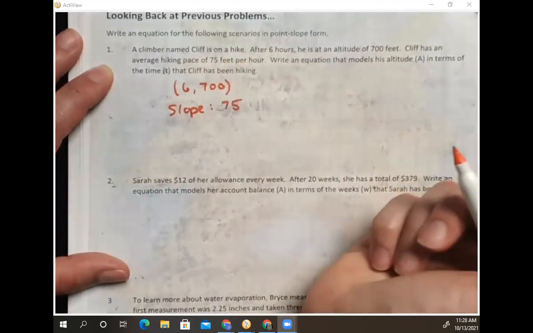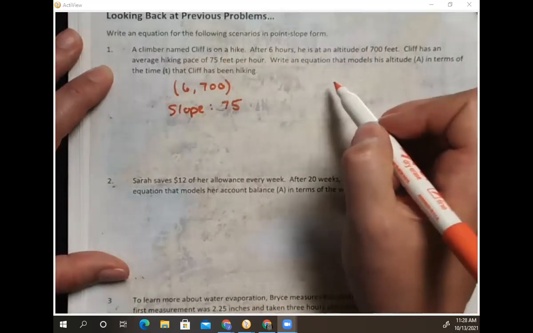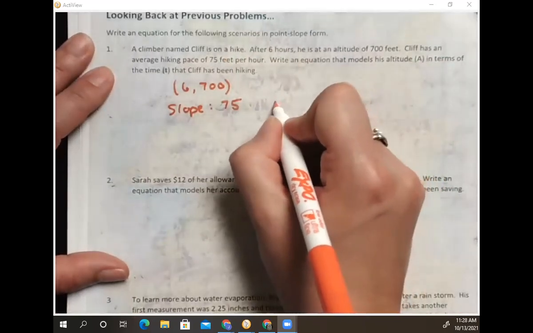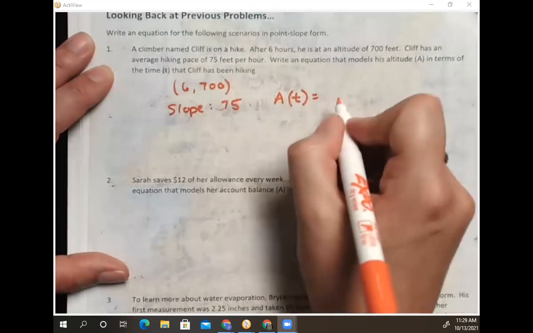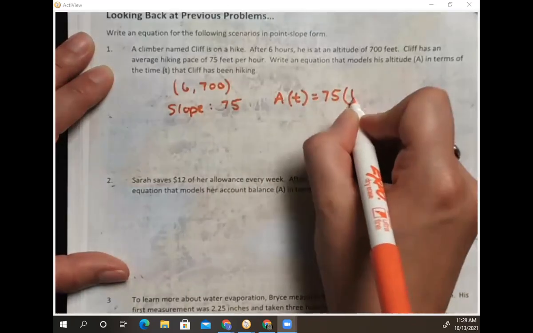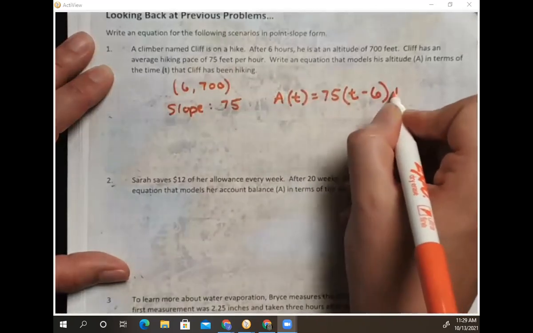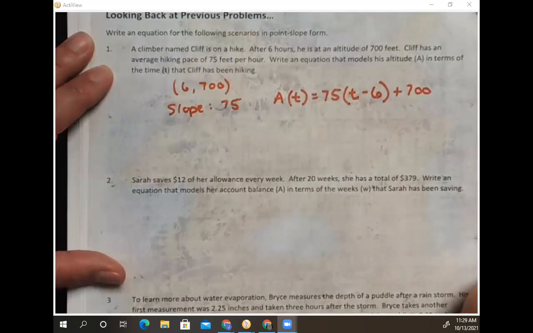Right? This is a rate of change here. Every hour he's hiking 75 feet. So write an equation that models his altitude in terms of the time that he's been hiking. So my equation, altitude in terms of the time, would be our slope at 75 times, we're using t for our variable here, so t minus our time value, that's 6, plus our altitude value, that's 700. There's an equation for Cliff's progress using point slope form this time instead of slope intercept.